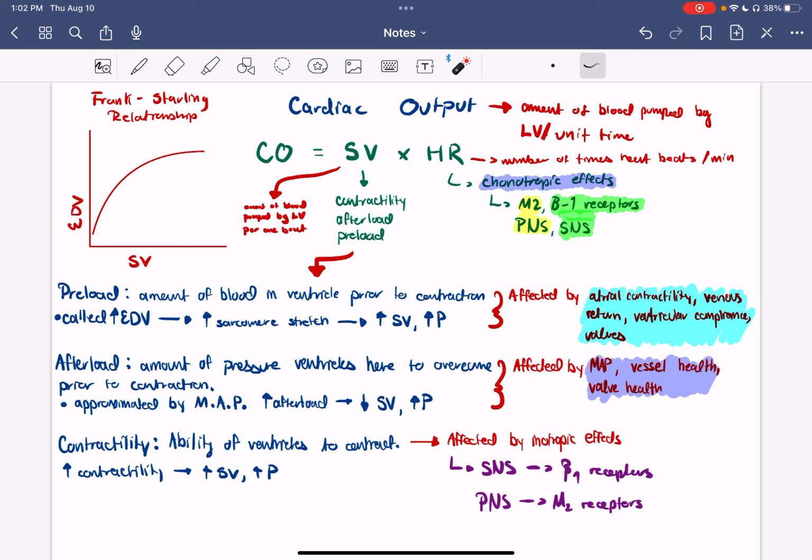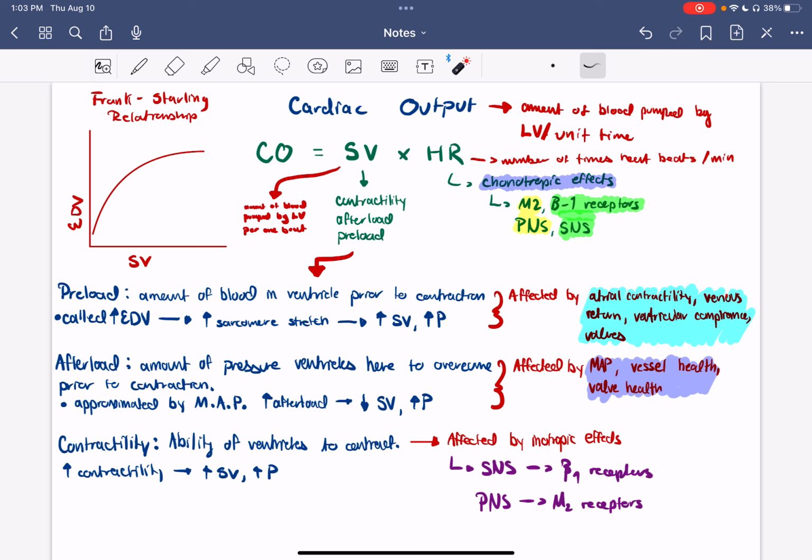All right. Finally, we'll talk about what affects preload. Preload is affected by atrial contractility, venous return, ventricular compliance, and valve health, particularly the mitral valve and the aortic valve. We'll break these down individually and you'll see how they make sense. If the atria contract properly, then you'd have more blood entering the ventricle during diastole, which therefore increases preload. Venous return is the amount of blood that is returned to the atria. If you increase the amount of blood returned to the atria, the atria will put more blood into the ventricles, so that would cause an increased preload.